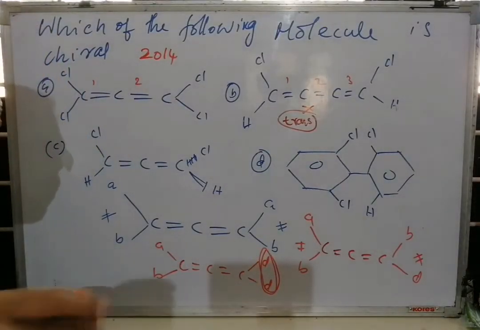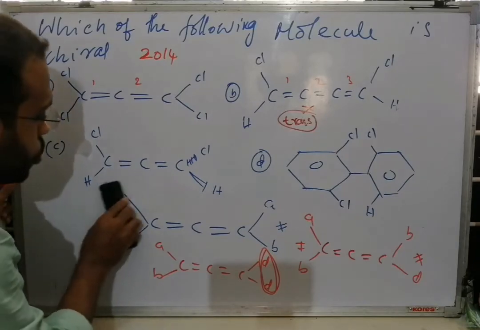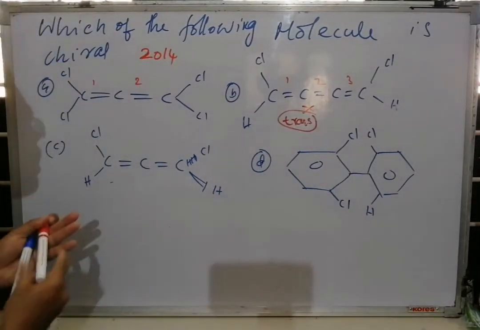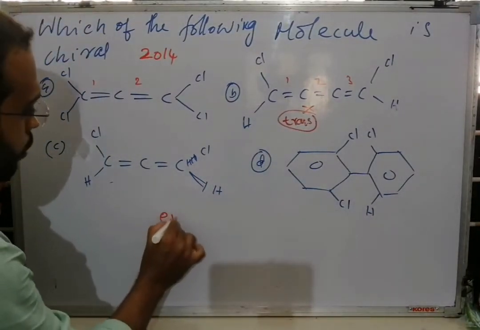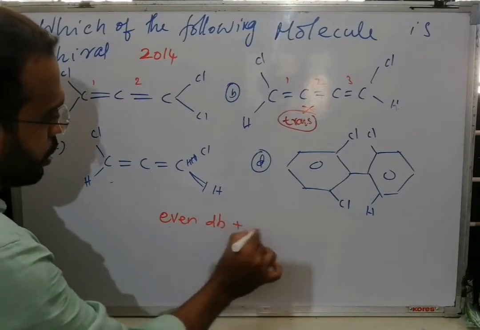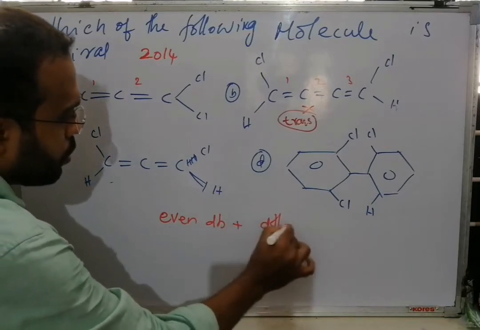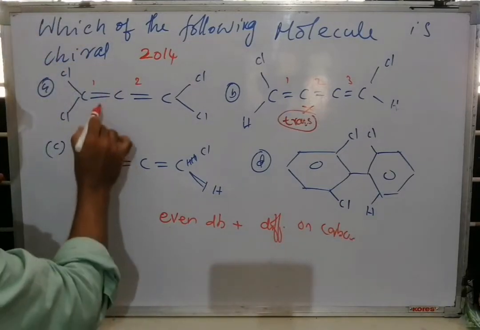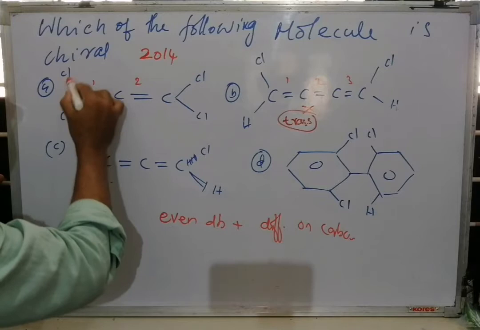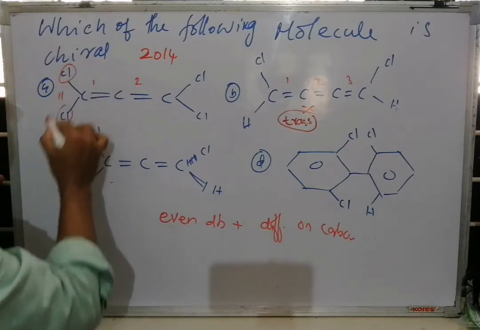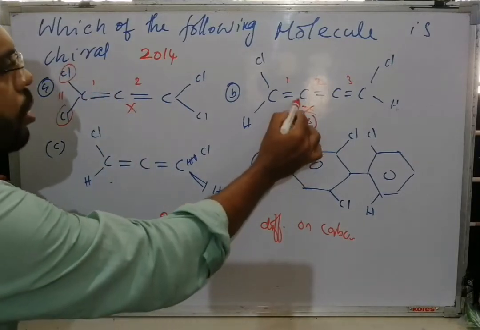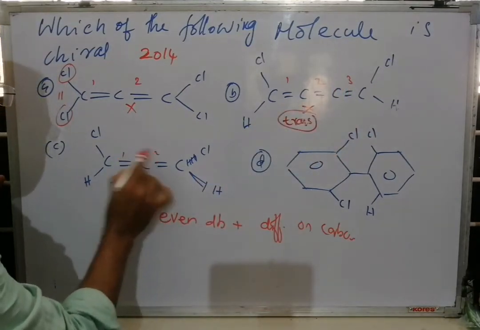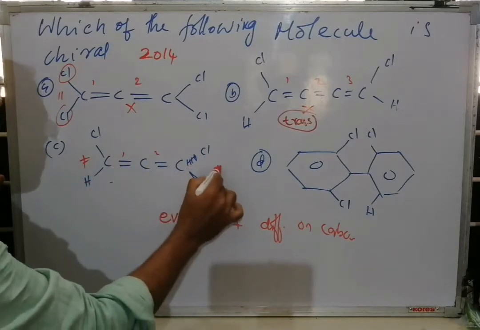The allenes will be optically active if two conditions are satisfied: even double bonds and different groups on the carbon. Even double bonds plus different groups on carbon. Okay, even double bond, but here the groups are the same, so not optically active. This is already not optically active because of the odd number of double bonds. Now come here, even, and this is not equal. This is also. This is the answer.